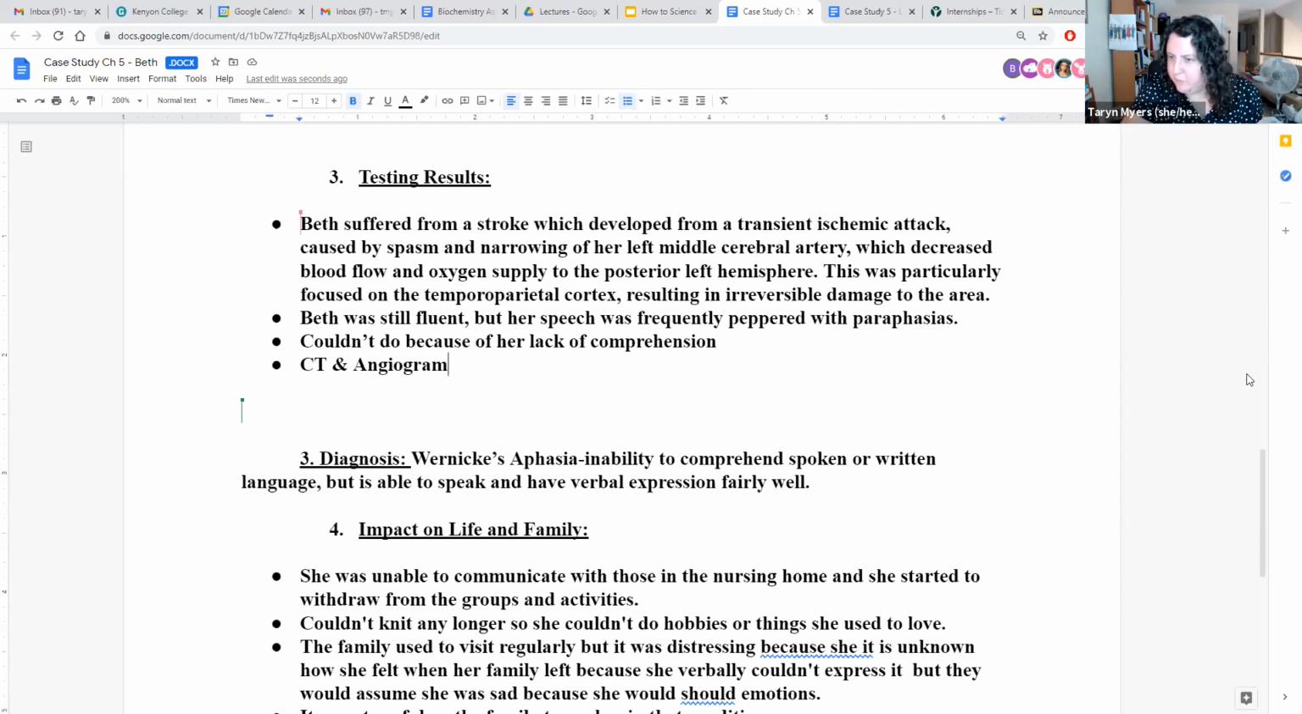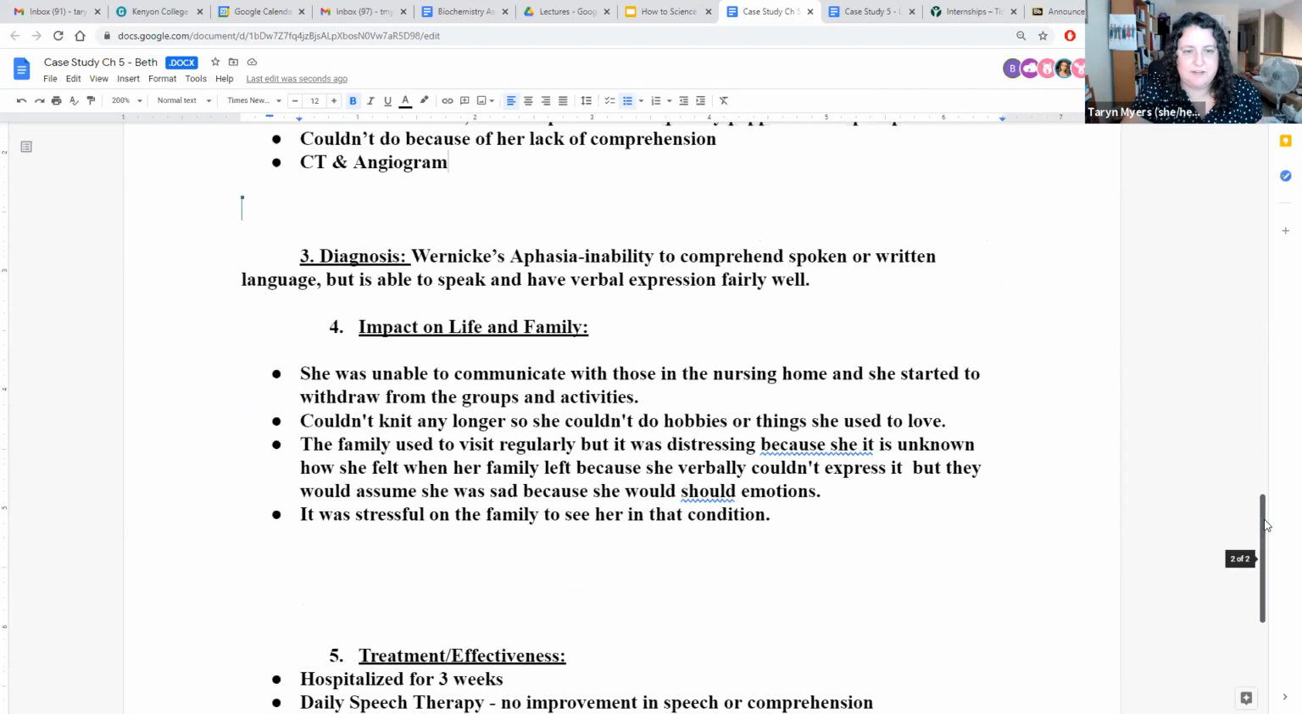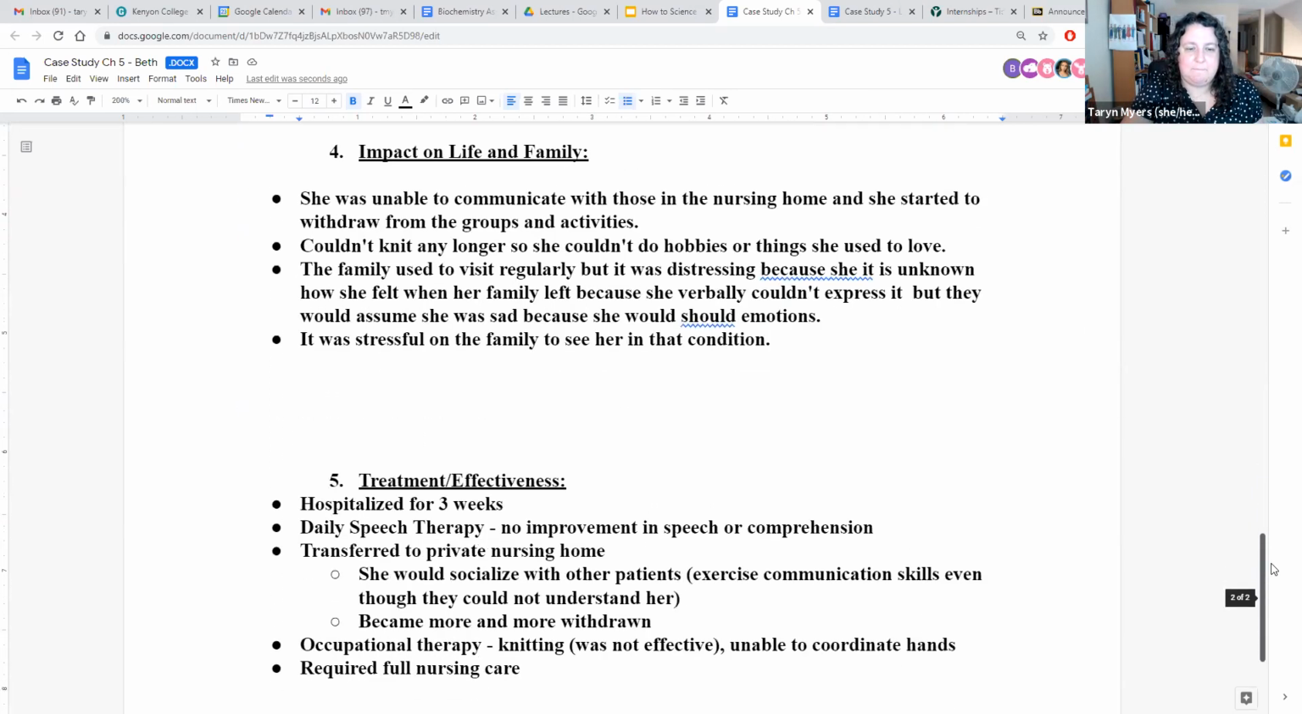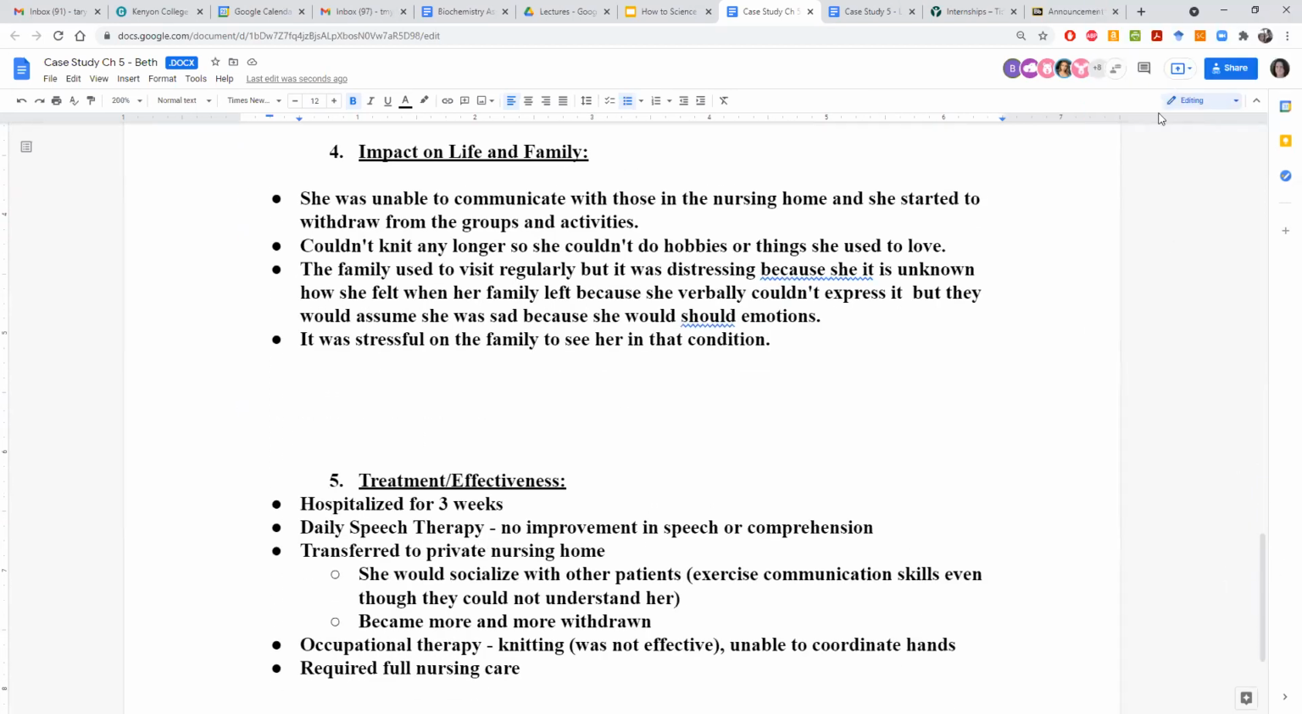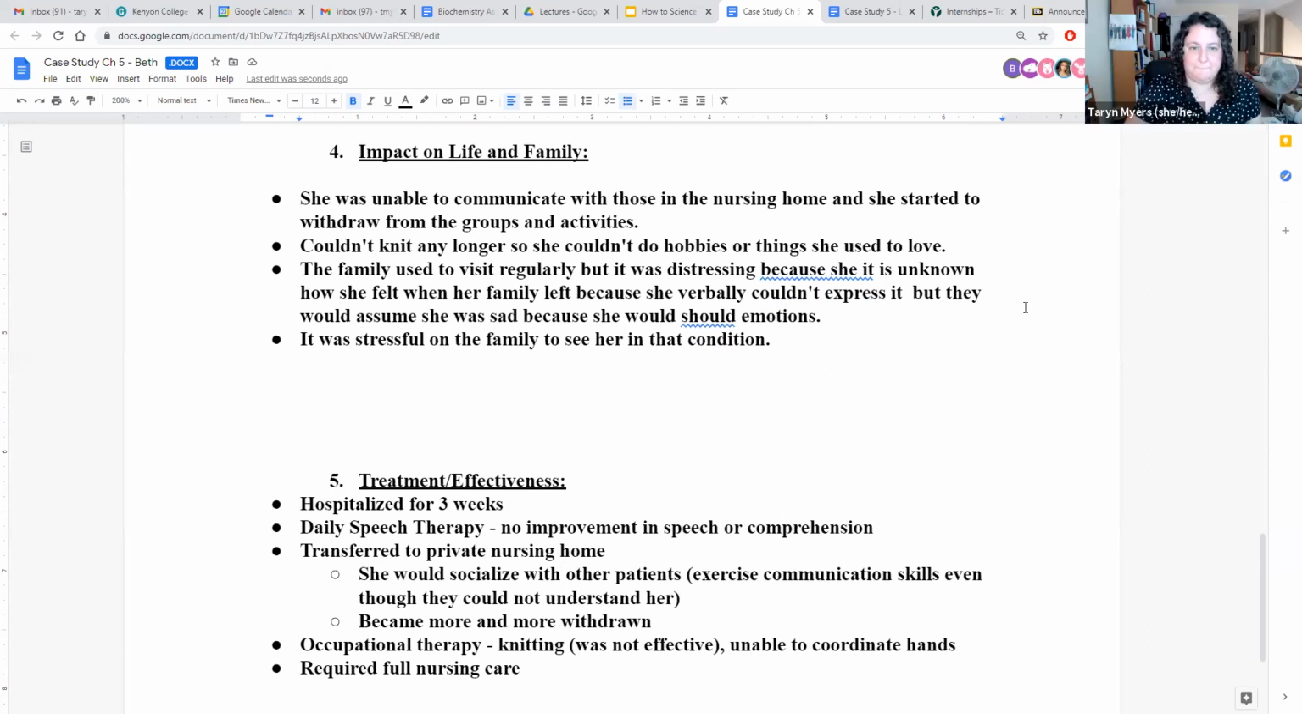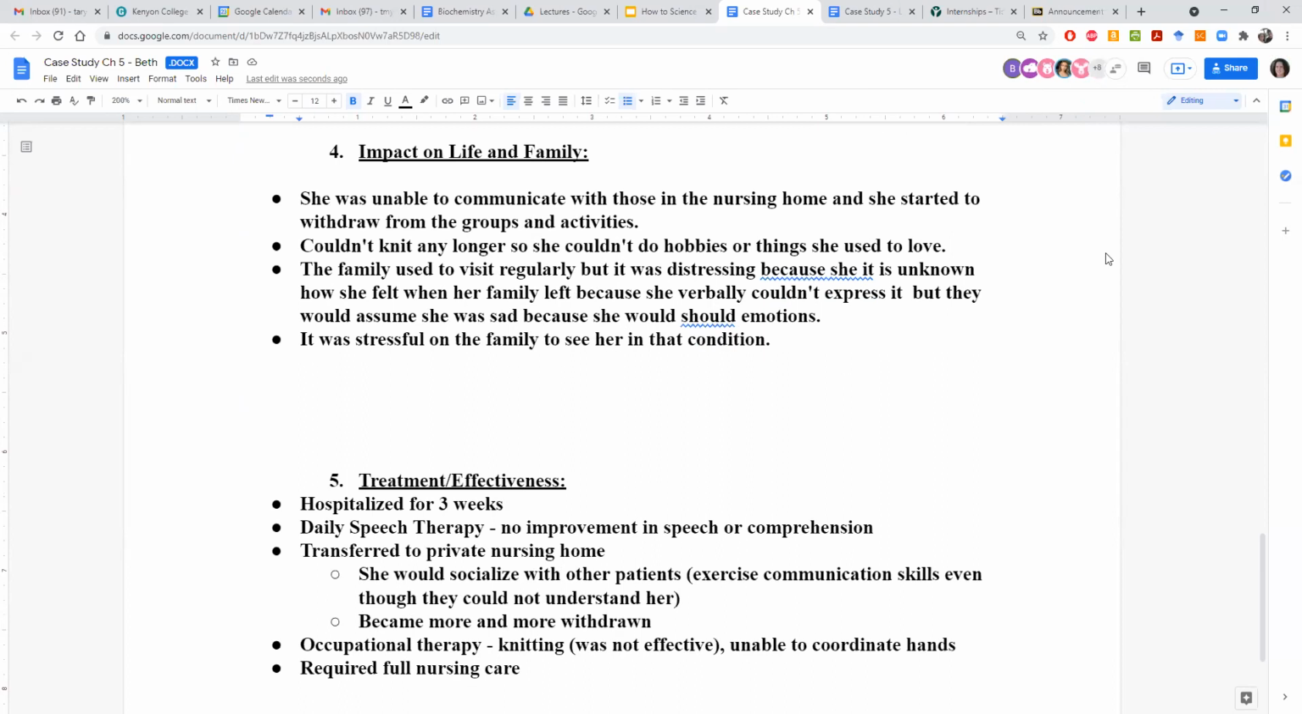All right, so group 4, tell us about the impact on life and family. So Beth's case was a little sadder than Luke's. She was unable to communicate with the others in the nursing home, and she started to withdraw from groups and activities. She couldn't knit any longer and do the hobbies and things that she usually would love to do. She was unable to do them.